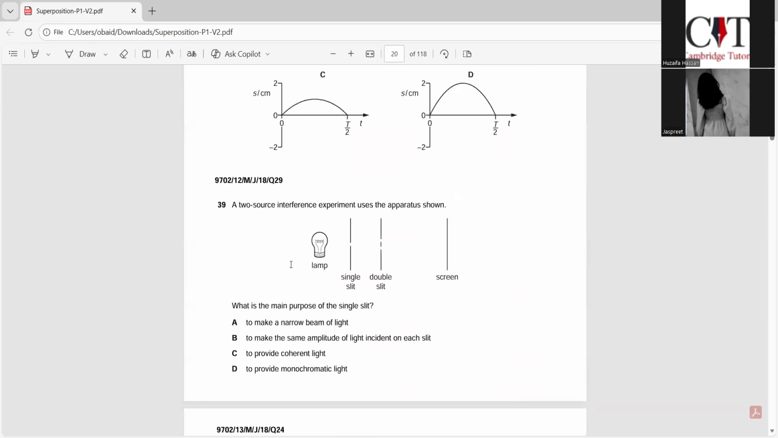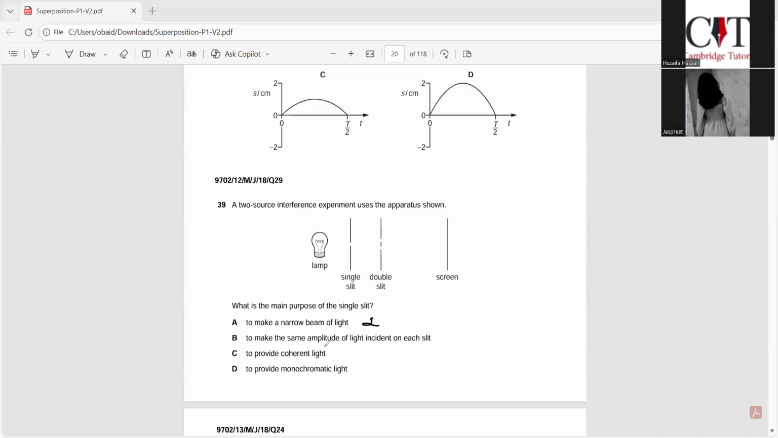Now read 39. A two-source interference experiment uses the apparatus shown. What is the main purpose of the single slit? For the single slit, the first option is to make a narrow beam of light. And diffraction does not make a narrow beam of light, it spreads the light. Yes or no? Yes, sir. So because of the single slit, it won't be a narrow beam, so it is wrong.